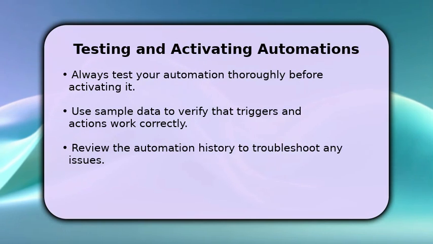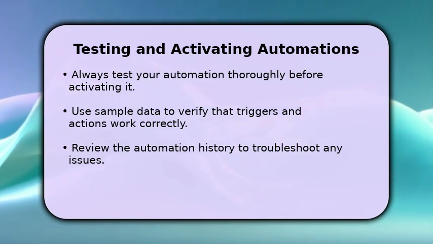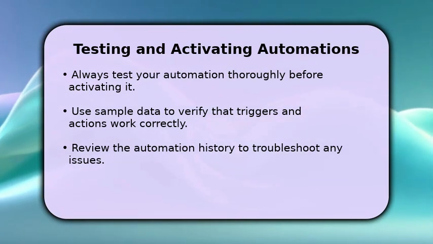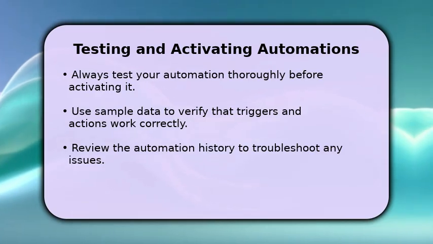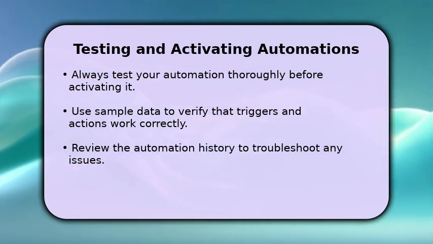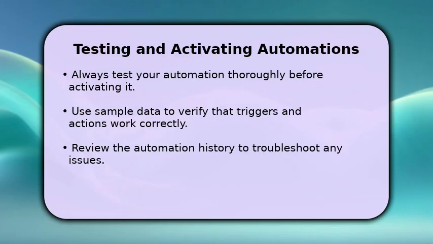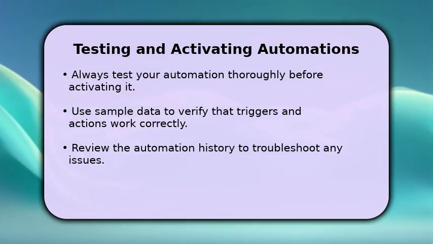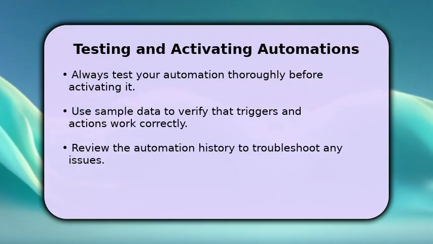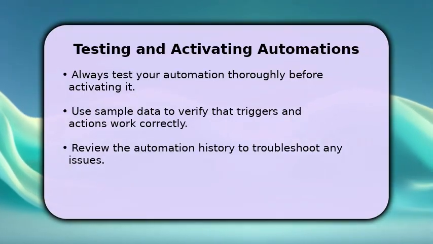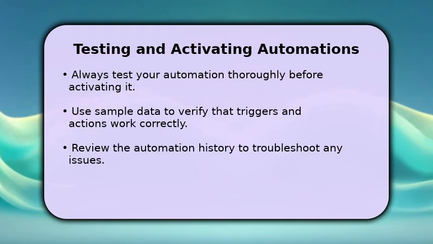Before you set your automation live, thorough testing is absolutely essential. Airtable provides a convenient testing feature that allows you to run your automation with sample data to ensure everything works as intended. Check that your triggers fire correctly and that your actions produce the desired results. Once you are confident in its functionality, you can activate the automation. Remember, you can always pause or edit automations later if your needs change.